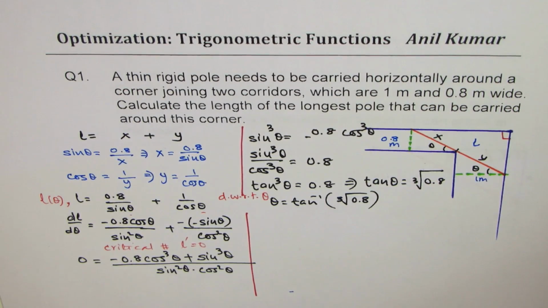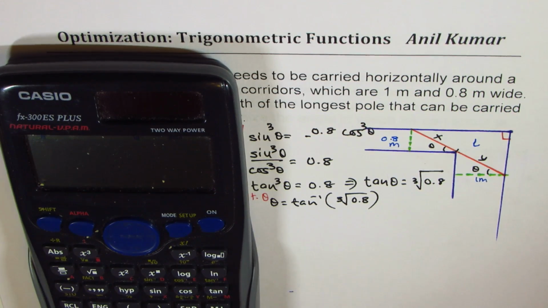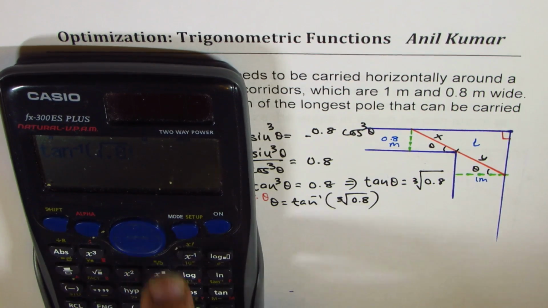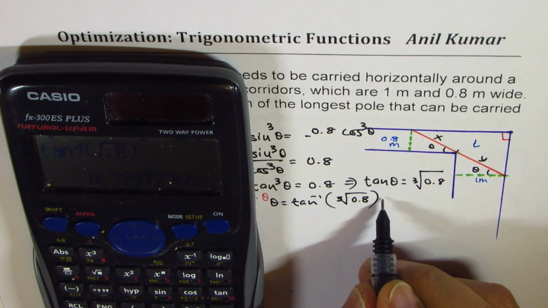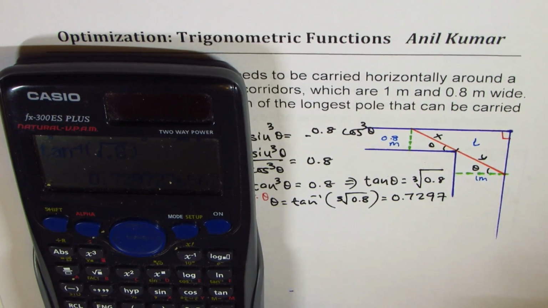So you can use the calculator. Set your calculator in radians. Well, this particular question you could do in degrees also, but whenever you're working in trigonometry, make sure that your calculator is in radians, right? Now let's find tan inverse of the cube root of 0.8. So that gives you the value of theta as 0.7297, right?